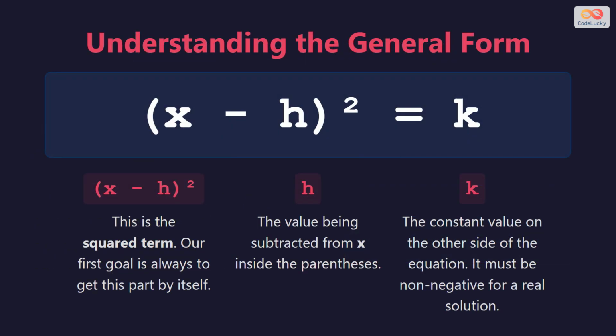The general form we use is (x - h)² = k. The entire (x - h) part is the squared term that we need to get by itself. The letter h is the value being subtracted from x inside the parentheses, and k is the constant number on the other side of the equal sign.